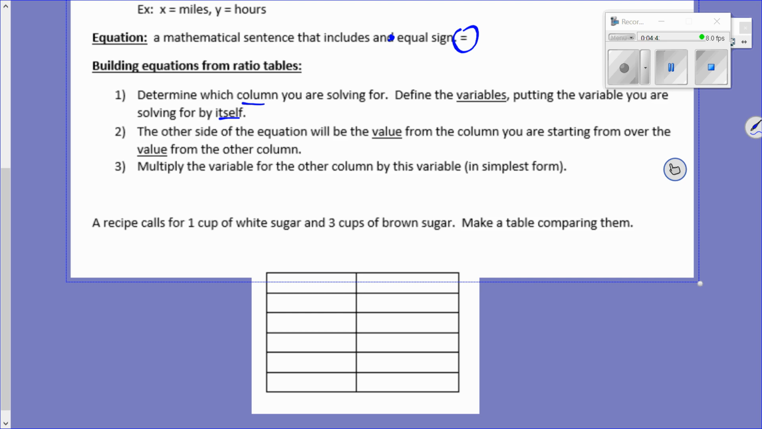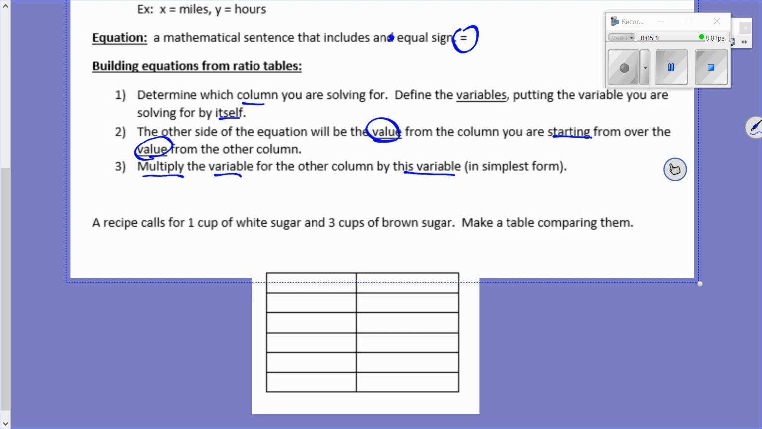So what I'm solving for is going to be on one side of my mathematical sentence, or my equation. The other side of the equation is going to be the value from the column you are starting from over the value from the other column. In other words, whatever my first number or my first entry in that column is, I'm going to multiply the variable for the other column by this variable, whichever one it is.